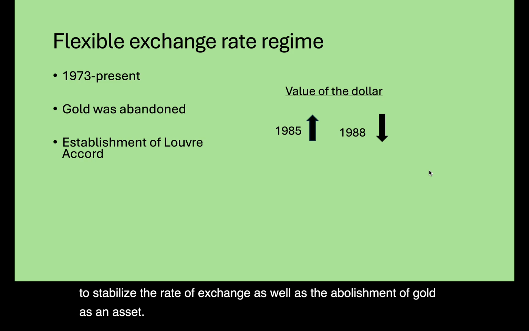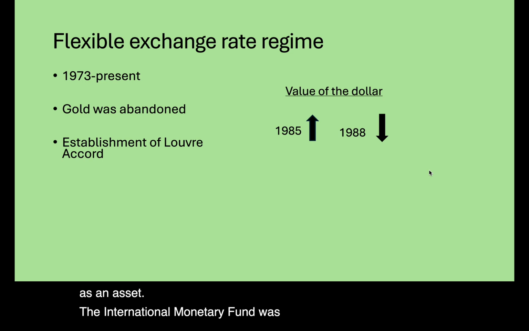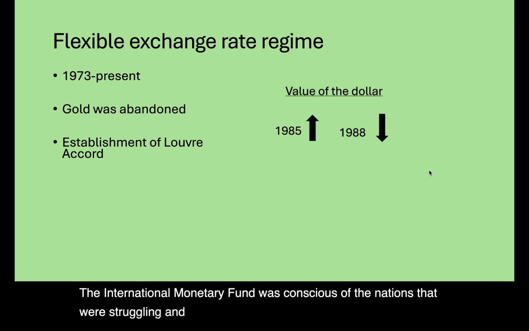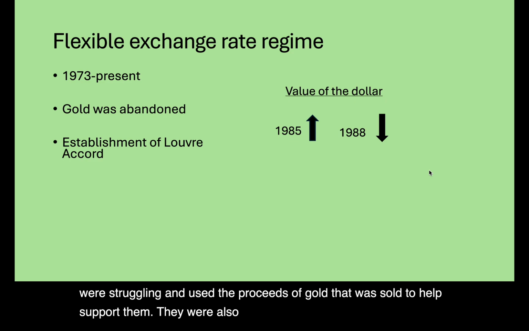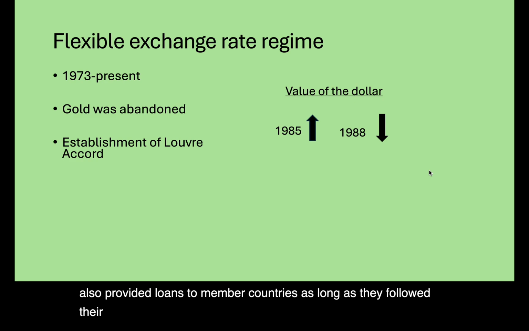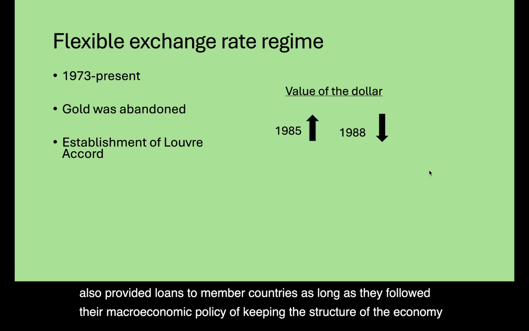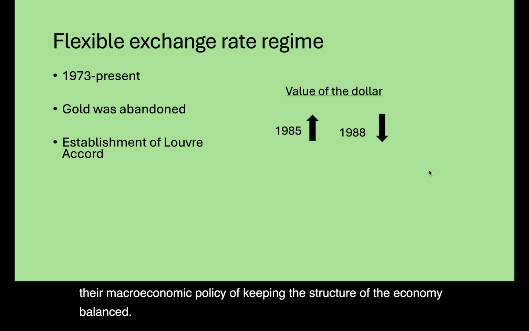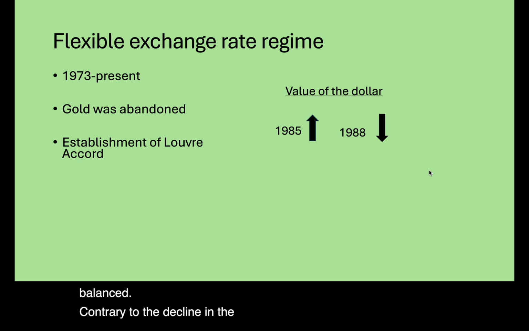The International Monetary Fund was conscious of the nations that were struggling and used the proceeds of gold that was sold to help support them. They were also given significant access to funds. They also provided loans to member countries as long as they followed their macroeconomic policy of keeping the structure of the economy balanced.